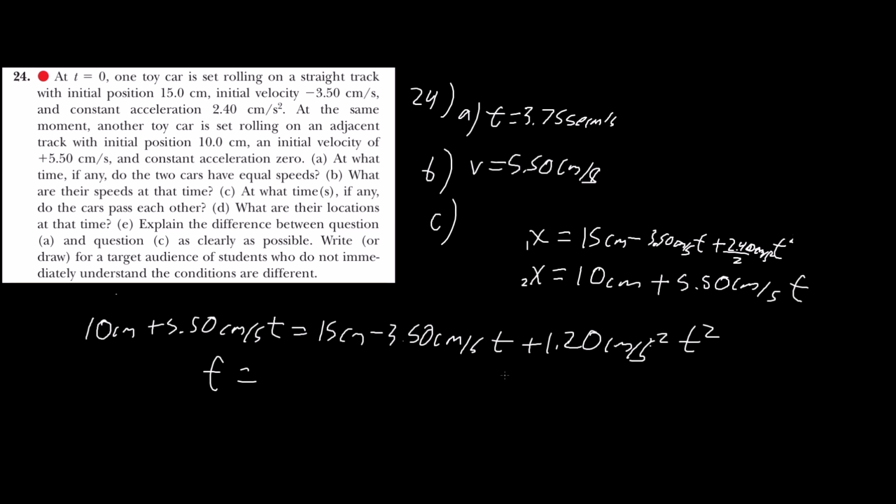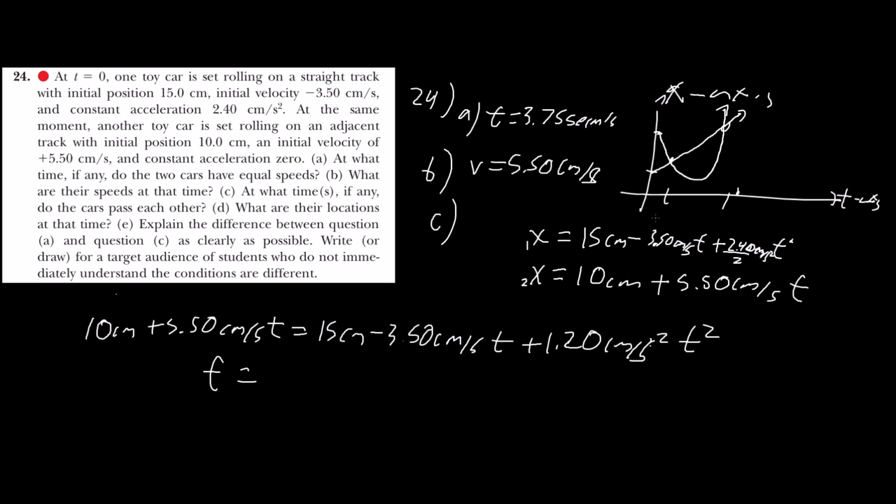There should be two answers because the graph is going to look like this. This is going to be the t-axis, and this is going to be the x-axis. One is going to start at 15 centimeters and the other at 10 centimeters, with a velocity of 5.50 centimeters per second. The other is going to travel towards the left in the opposite direction, then it's going to pick up acceleration and eventually catch back up. So they're going to intercept at two points here. I'm just going to give you the answer.